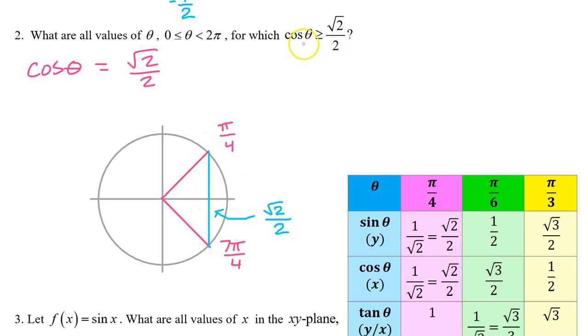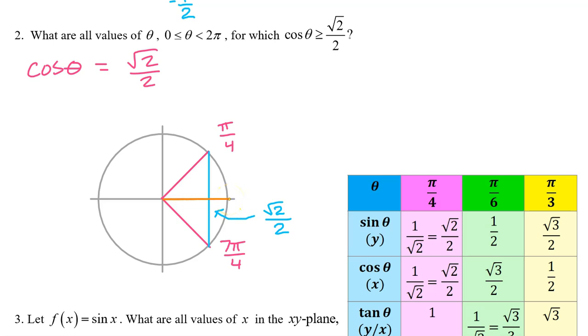We are looking for the values of theta where the horizontal displacement is greater than or equal to radical 2 over 2. So we are looking for the angles where the horizontal displacement will be to the right of this light blue line. The domain is limited to the interval between 0 and 2 pi. So we need to start our rotation at 0 and then rotate all the way around and back to 2 pi, looking for solutions as we go. But again, we are starting here at 0.